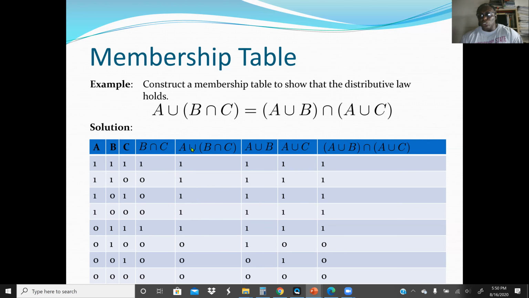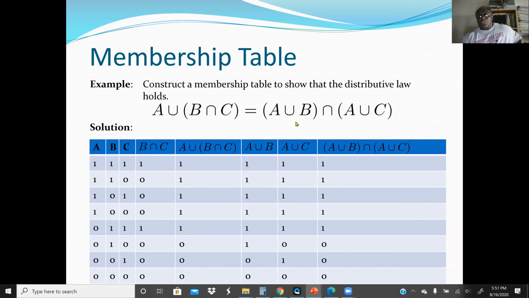Again, we have A union, which is plus. So we get the values. Then to get A union B intersect A union C, we have them here already. So we just intersect them. We only get 0 if one of them is 0. So here everything is 1, 1, 1, 1. So here 1 times 0 is 0, 0 times 0 is 0, 0 times 0 is 0. So we can see that A union B intersect C has the same values here as A union B intersect A union C, the same values.